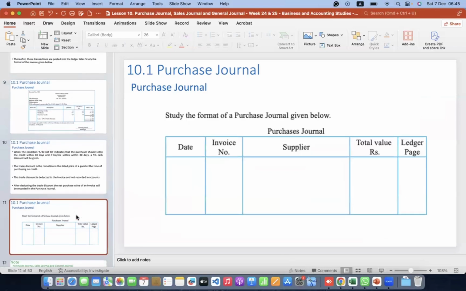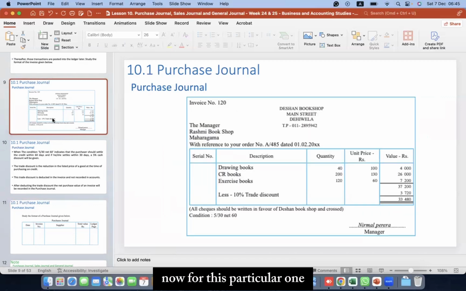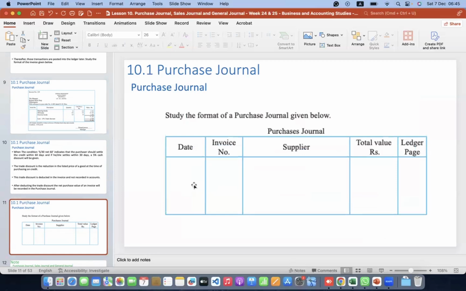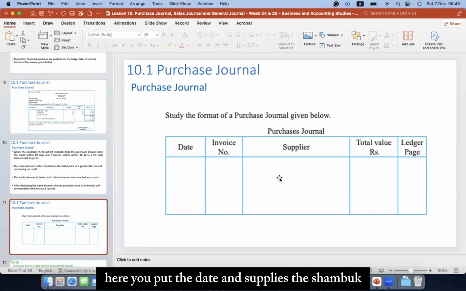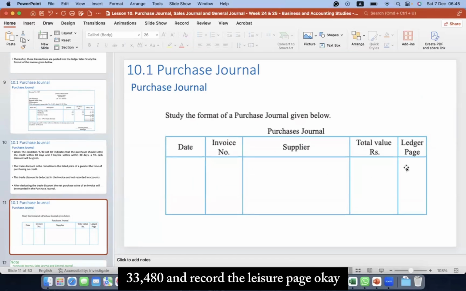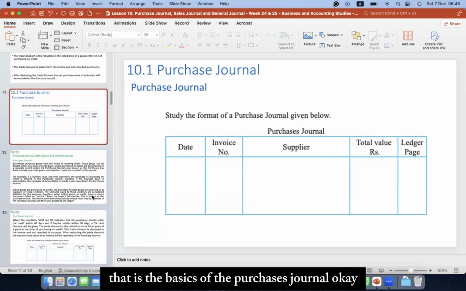Okay, now this is the format of the purchase journal. Okay, you have the date, then you have the invoice number. Now for this particular one, let's say it's dated 1st February 2024. Okay, invoice number 120. Okay, then here you put the invoice date, here you put the date, and supply is Deshan book, and total value is 33,480, and you record the ledger page. Okay. So that is the basics of the purchases journal.